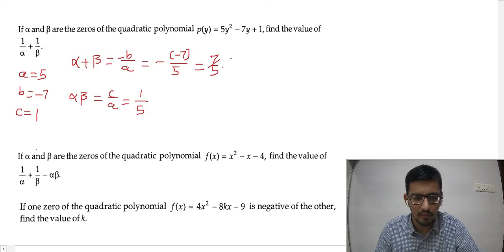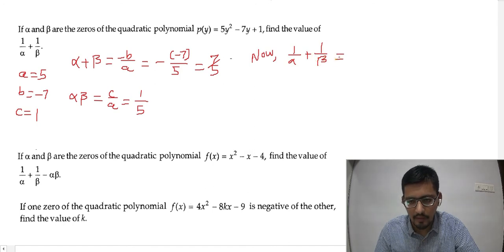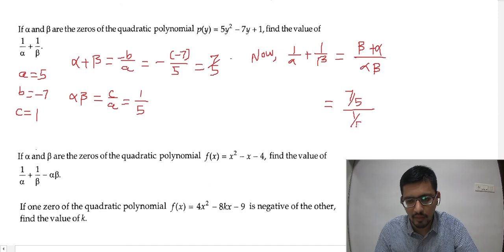Okay, now whose value do we need to find? 1 over alpha plus 1 over beta. So I'll take the LCM. The LCM is alpha beta, and cross multiplying gives beta plus alpha, or alpha plus beta, same thing. What is alpha plus beta? 7 over 5, divided by alpha beta, which is 1 over 5. So 5 tata bye bye.